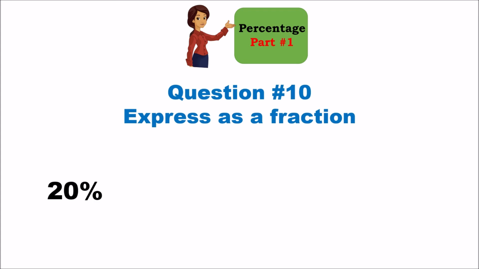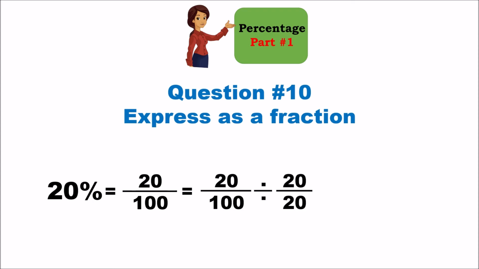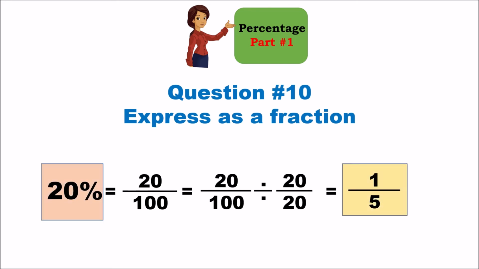Now we have to express a percentage in terms of a fraction. 20% is 20 divided by 100. If we simplify that, we divide the numerator by 20 and the denominator by 20. 20 divided by 20 is 1, and 100 divided by 20 is 5. So that's 1/5. So we can say 20% in terms of percentage is 1 upon 5 in terms of a fraction.